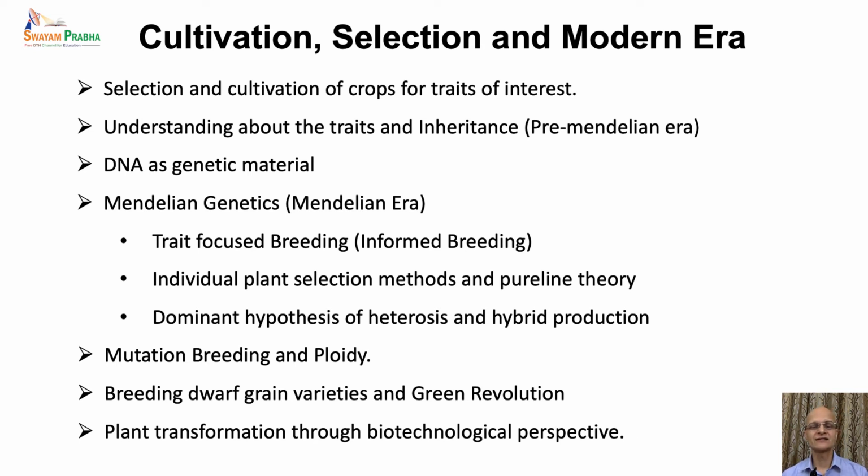With the understanding of the DNA structure and the development of more tools like the discovery of restriction enzymes, it led to the development of recombinant DNA technology. It also resulted in the development of plant transformation methods through the biotechnological perspective, that is, using technological inventions.